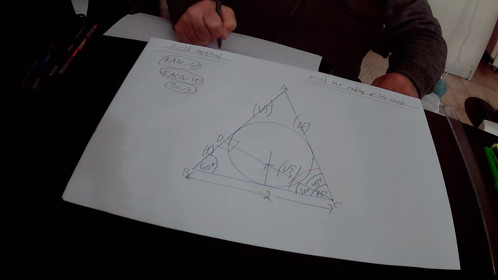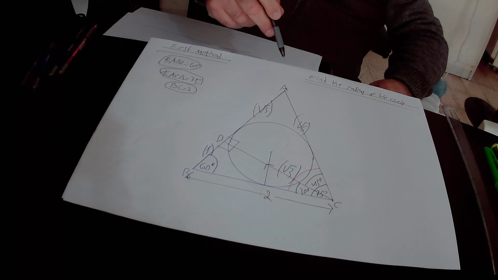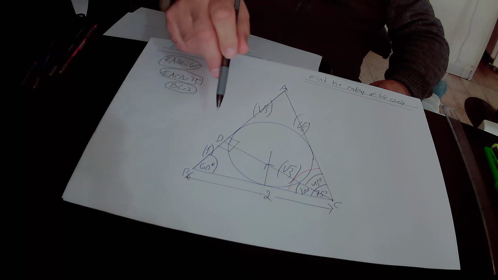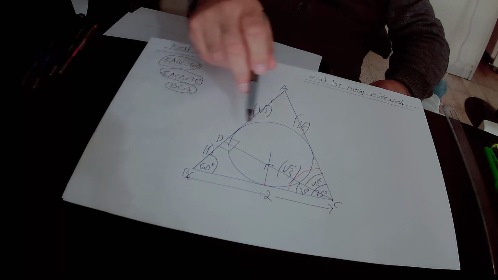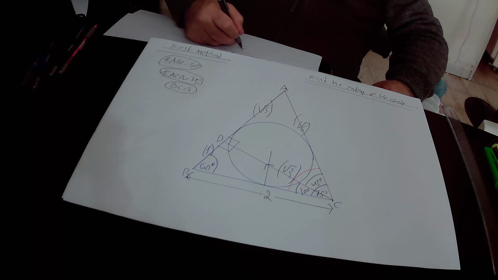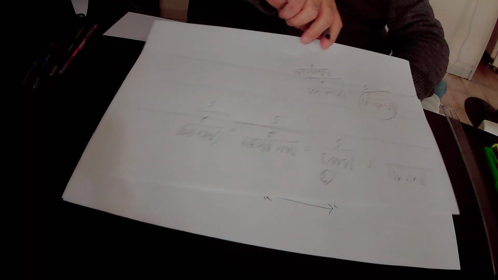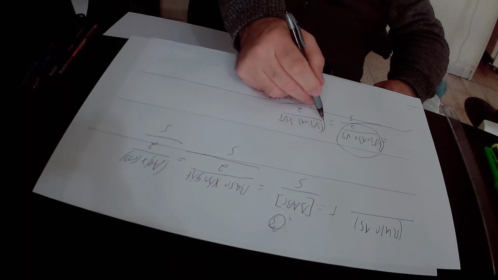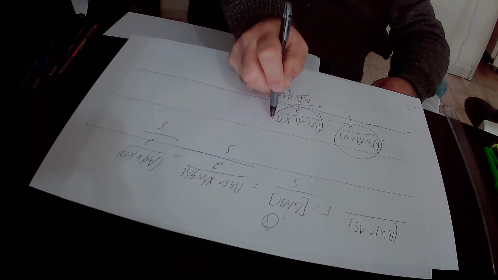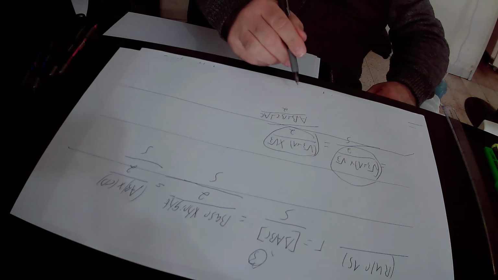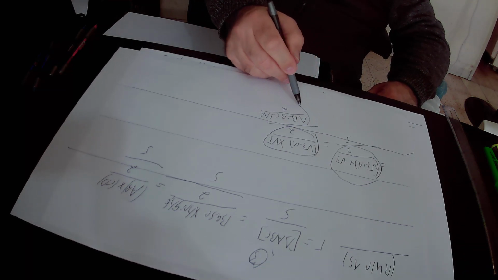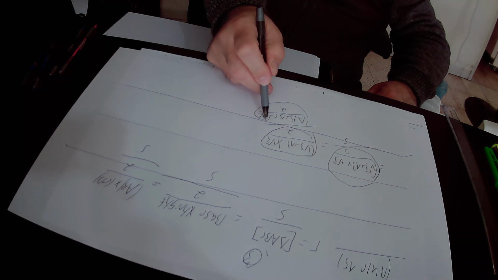So the semi-perimeter S is the perimeter divided by 2, and the perimeter is AB plus BC plus AC. If we divide the perimeter by 2, we get the semi-perimeter S. So we found out that this expression is the area of triangle ABC over the semi-perimeter. The semi-perimeter is AB plus BC plus AC over 2.